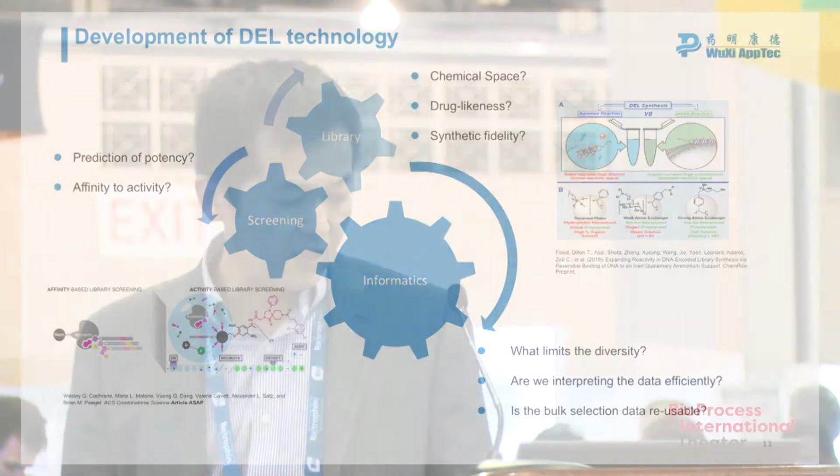And most importantly, the informatics. This is our vision that the entire field has been lacking, and the data interpretation methods are pretty primitive. This is where we invest the most, and we want to understand what limits the chemical diversity in this technology, and how do we interpret the data more efficiently, and also is the bulk selection data reusable? If you do the screen against one target, how do you reuse that data for other projects?